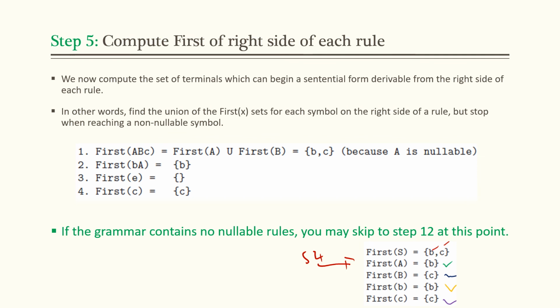If the grammar contains no nullable rules, you may skip to step 12 at this point. So until this point, if your rules have no nullable rules, then you can skip 6, 7, 8, 9, 10, 11 and go straight to step number 12. In this case we still have a nullable rule, which is rule number 3. So we will look into steps 6, 7, 8, 9 until 12 in the next video. Thank you very much.